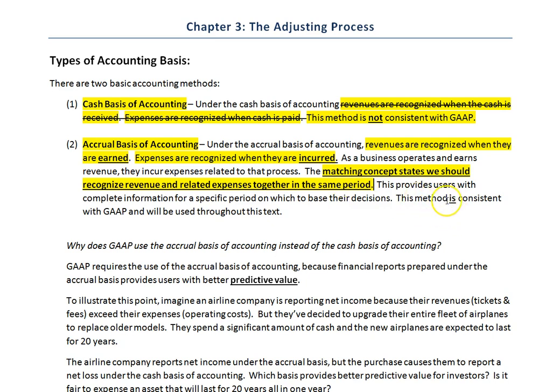All right, and it's very important, this is the GAAP method. So this is the one we're going to be using throughout the rest of the course, and we have to use it if we're a public company that issues financial statements. It's required to use the GAAP approved method, which is the accrual basis of accounting.